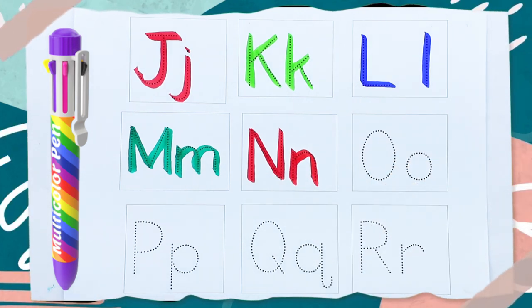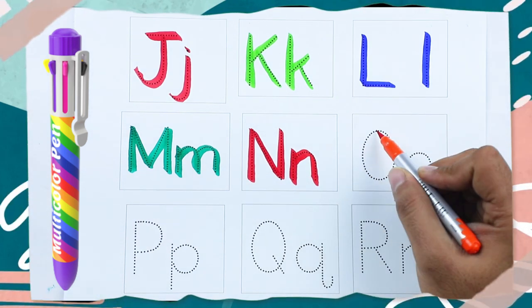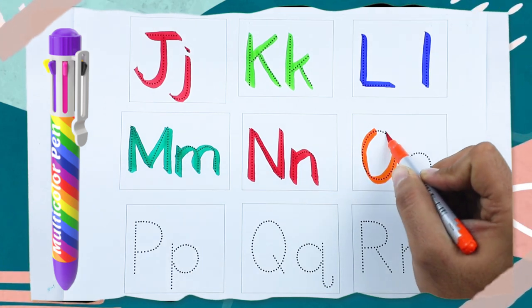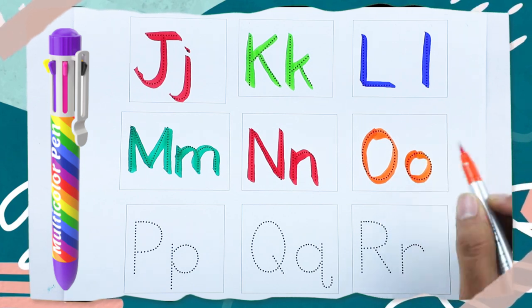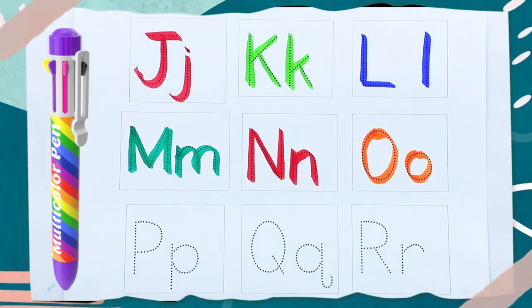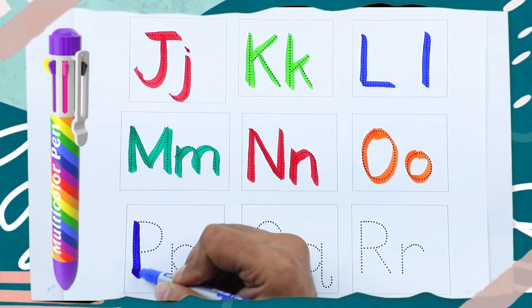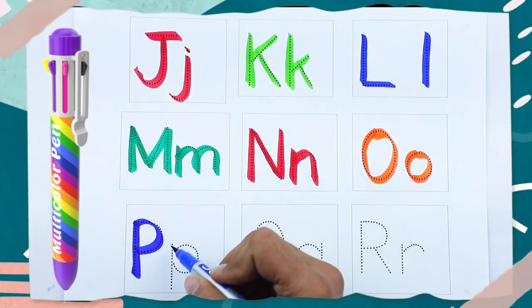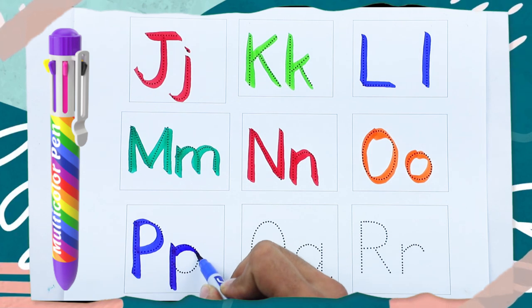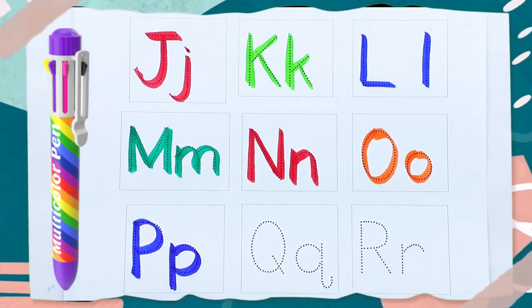N for nest. Orange color, O. O for orange. Orange color, small o. O for orange. Blue color, capital P. P for parrot. Blue color, small p. P for parrot.